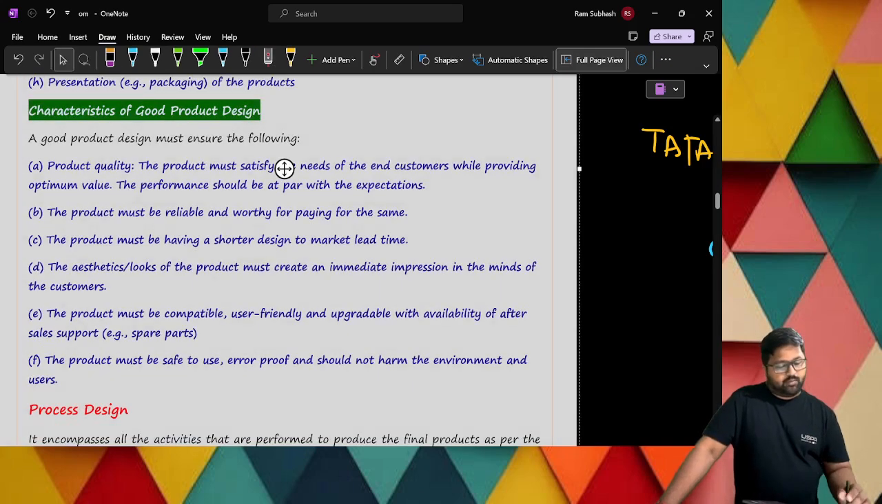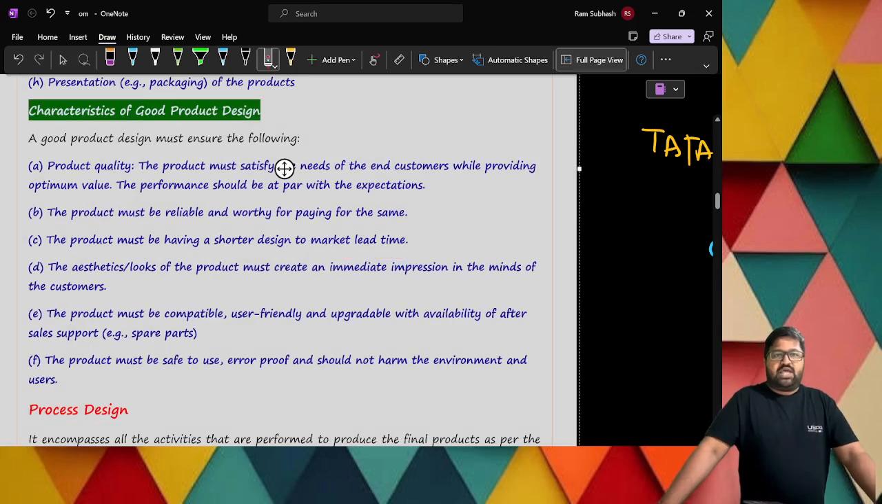Next, products must have a shorter design-to-market lead time. For example, the customer is in need of the product immediately, and you are manufacturing the product for one year. Is it good? No. The design should be simple, and it should take a short time to manufacture.